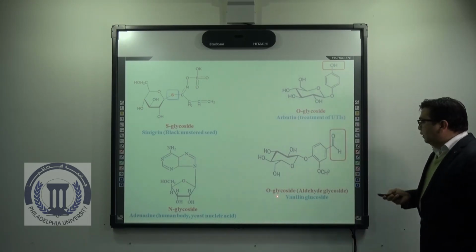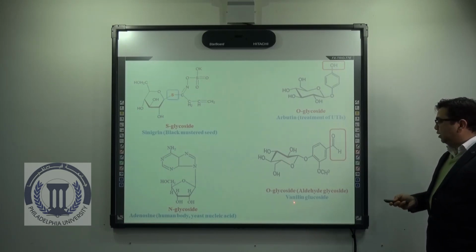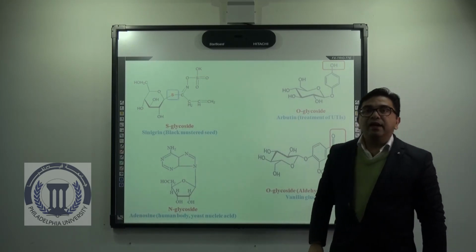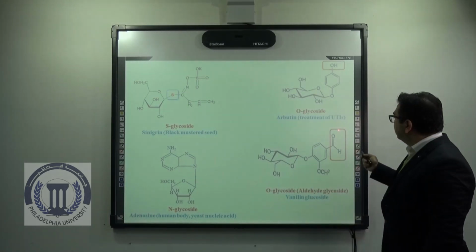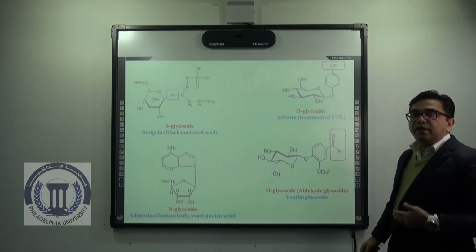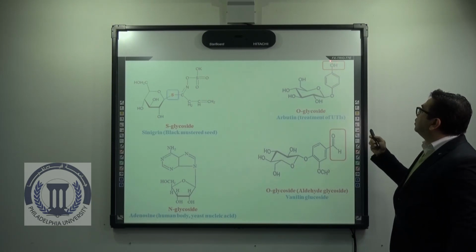Another example of O-glycoside, you can see the linked atom is oxygen between the aglycon part and the glycon part. And this glycoside name is vanillin glucoside. It is also sometimes classified under aldehyde glycoside because the aglycon part contains the aldehyde. Similarly, the previous O-glycoside can also be classified under phenolic glycoside because the aglycon part contains the phenolic group.